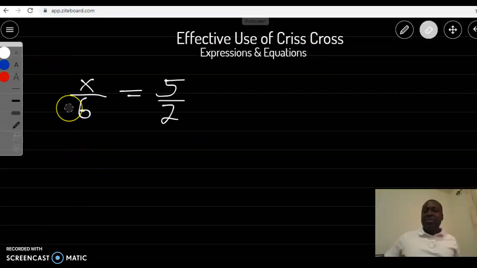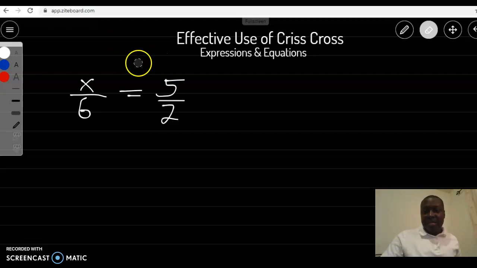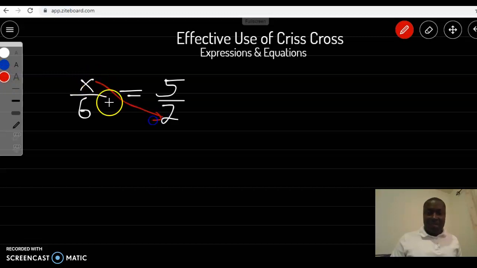All right, so we can also use this Criss Cross method to solve a rational equation. If I say rational equation, it means fractional equation. They all mean the same. Here, the only condition is that we are not going to multiply the denominators as we did when we were doing the expression. Here, all that we have to do is just cross multiplication. So from top to down across. So here we get x times 2.